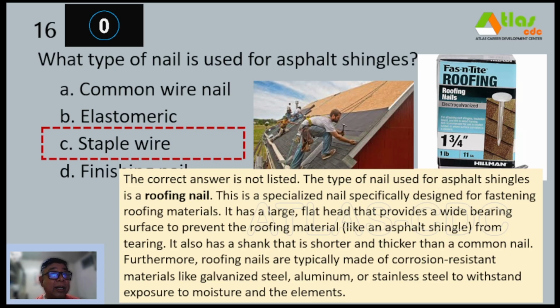It has a large flat head that provides a wide bearing surface to prevent the roofing material, like an asphalt shingle, from tearing. It also has a shank that is shorter and thicker than a common nail. Furthermore, roofing nails are typically made of corrosion-resistant materials like galvanized steel, aluminum, or stainless steel to withstand exposure to moisture and the elements. But among the choices here, the only possible answer is staple wire.